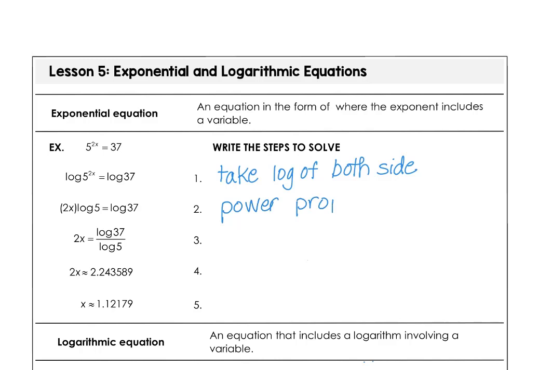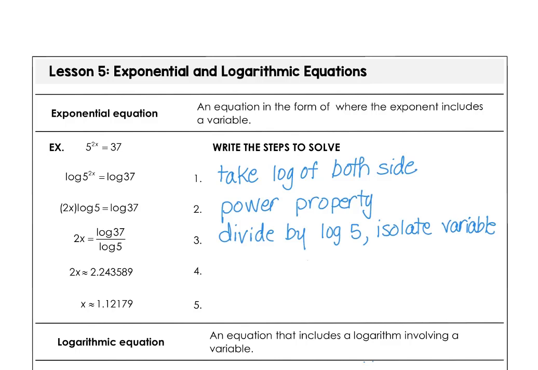And right after that, we would want to isolate the 2x. So we want to divide both sides by the log of 5. So we're going to divide by log of 5. And that will help us to isolate that variable on 2x. So we're isolating the variable.